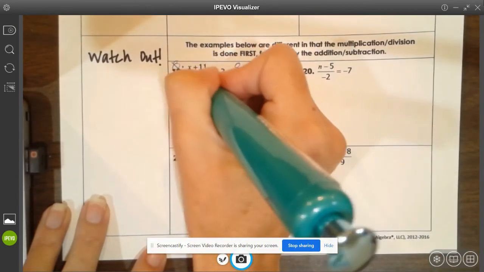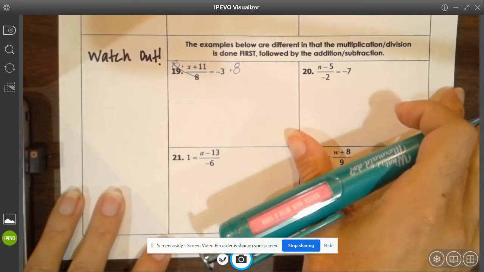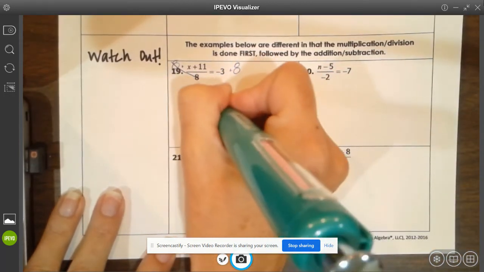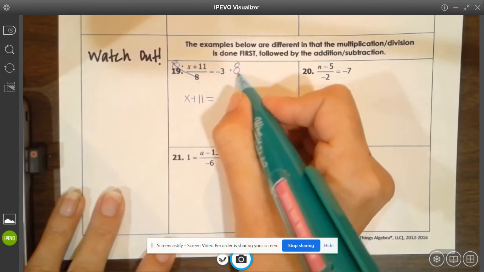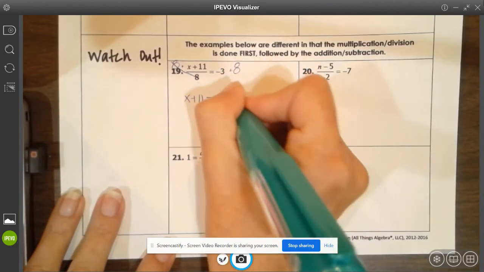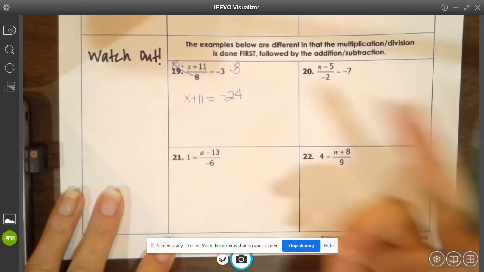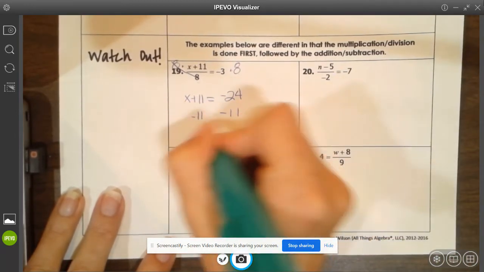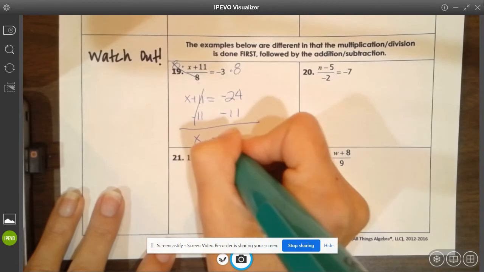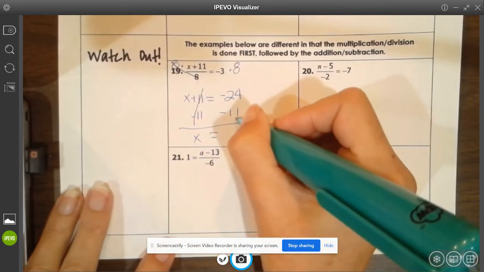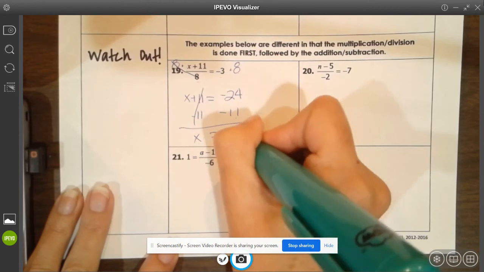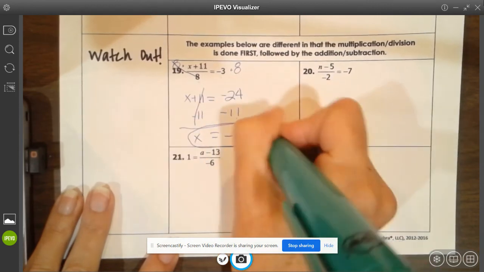So that these two 8s, they cancel each other. One is up, one is down. I can cancel it. So I have x plus 11 on this side, and then negative 3 times 8, that's negative 24. And then it becomes a one-step equation. Minus 11, that goes away, and then x equals negative 24 minus 11 is negative 35. And that is my answer.